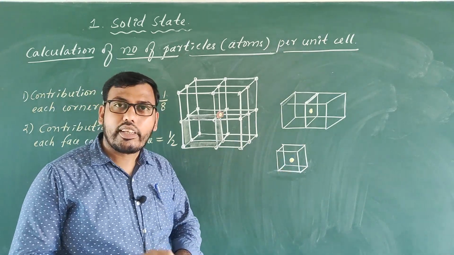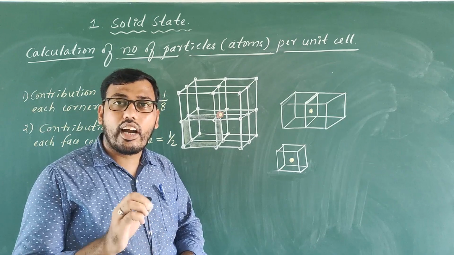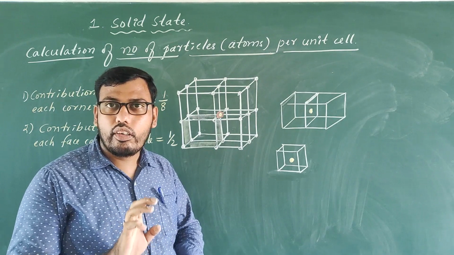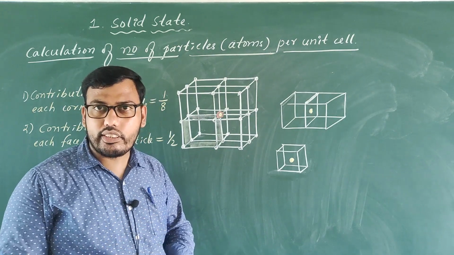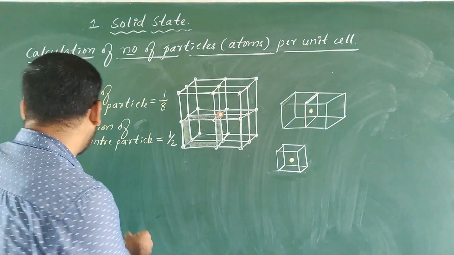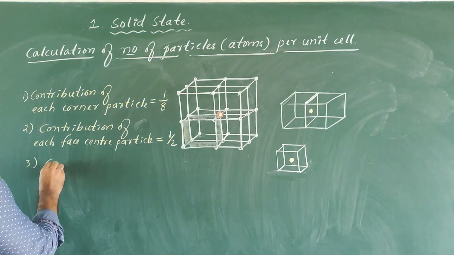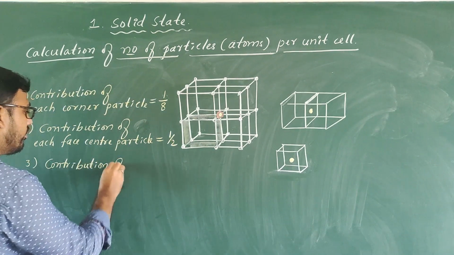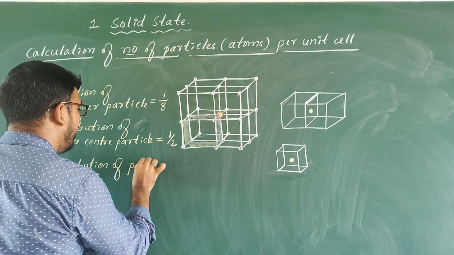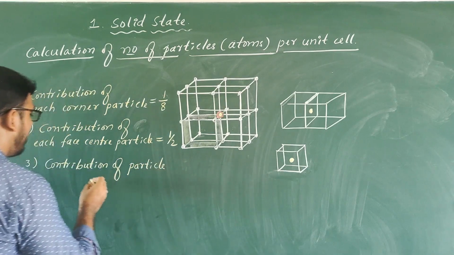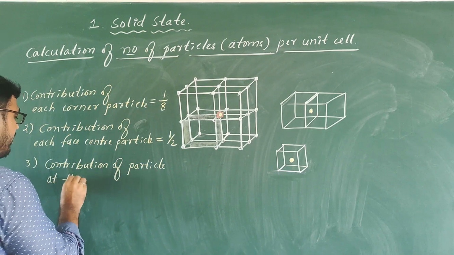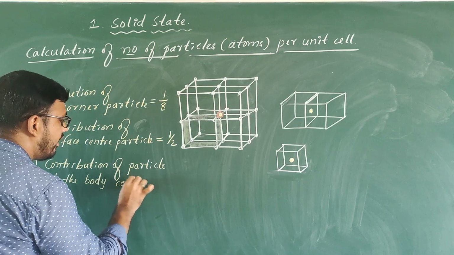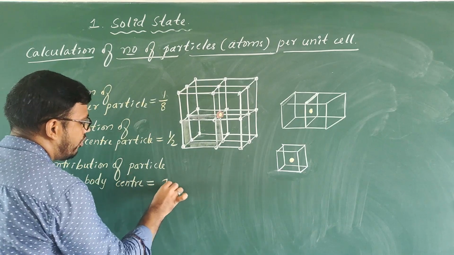Now it is clear, the contribution of a particle present at the body center is equal to only 1, because it shares only one unit cell, 1 by 1, it is 1. So the third important point is the contribution of a particle at the body center. The contribution of a particle at the body center is equal to 1.